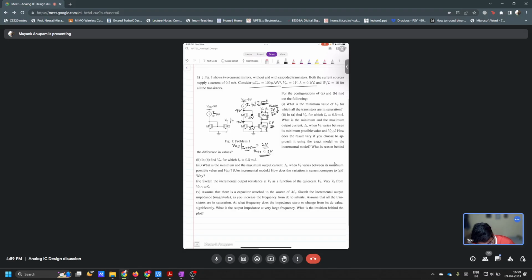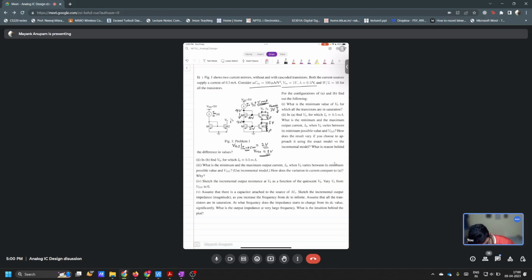Because then the current will also be dependent upon VDS, not only dependent on VGS, right? Your concern was that VGS here is only 2 volts, but VGS here is 3 volts, so how can the current be equal? That can only happen when the current is not dependent upon VDS. But I assume that there is some output resistance here. In that case, current will also be dependent upon VDS. Okay.